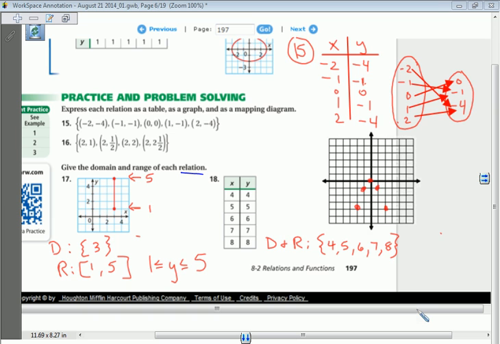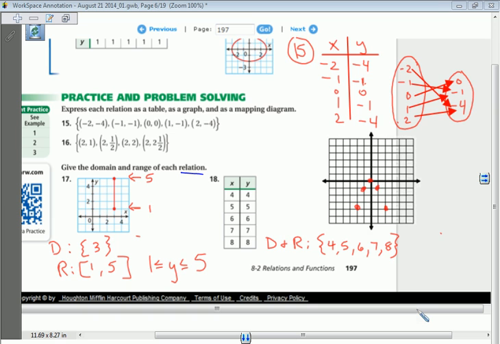Yes, sir. For the mapping, shouldn't it be like -4, -1, 0? Because it's like these two greatest going down. That would have been better. Yes, it should have. You're right. Thank you. All right, 17.